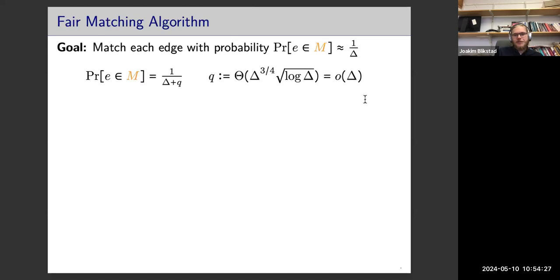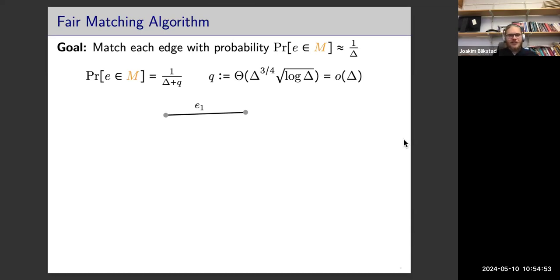Okay, so again, what is the goal? We get the graph and we want to match each edge with probability roughly 1 over delta. To make it a bit more concrete, let's match each edge with probability 1 over delta plus q, where q is some little order delta term. This will be the end result, not too important for now, but it's something like delta to the 3 over 4. Okay, so let's see what we can do.